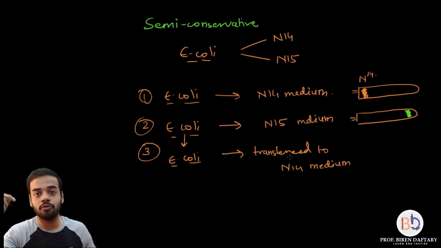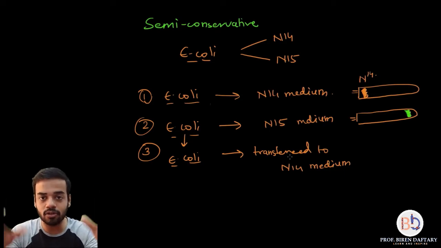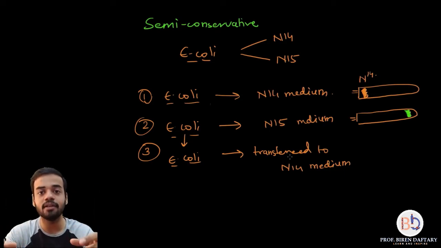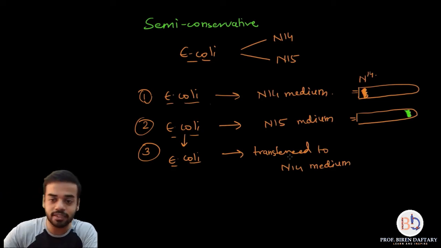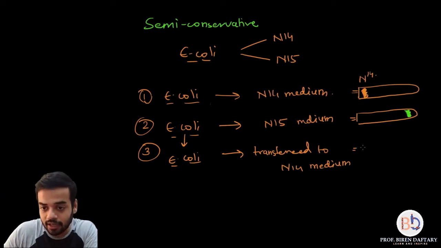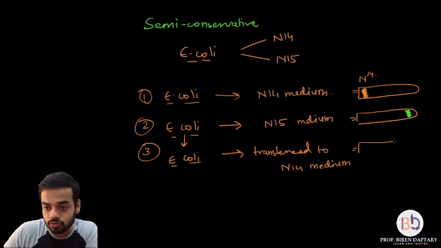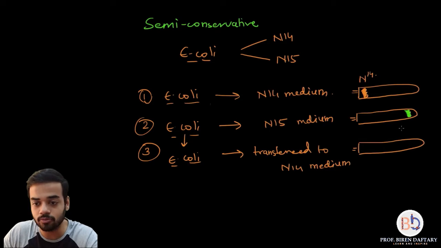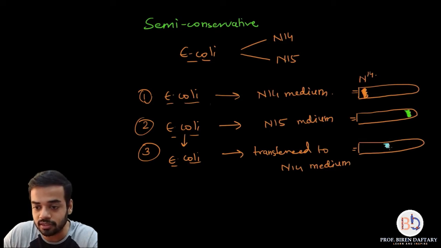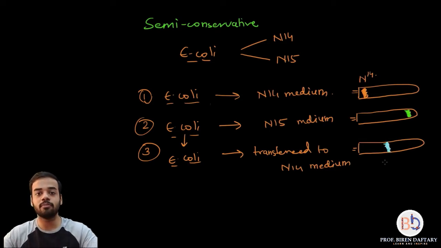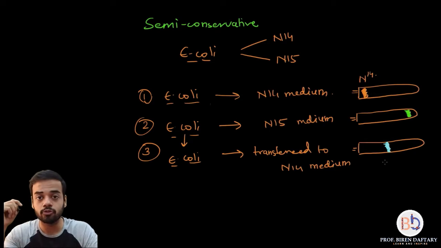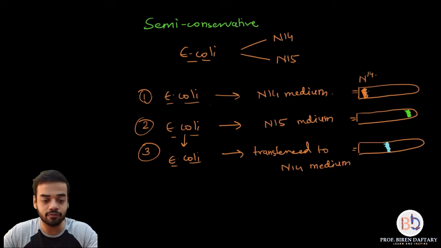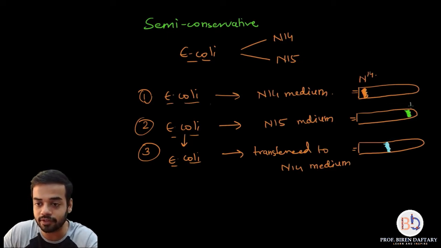Now, when they did that, they allowed the E. coli to replicate, the DNA to replicate, and once that was done, they took out the DNA and again subjected it to centrifugation. And what do you think would have happened? So they got a third colored band. So I'm going to show this density with this color, and this was the band which was obtained. So this band is an intermediate band between the N14 band and the N15 band.